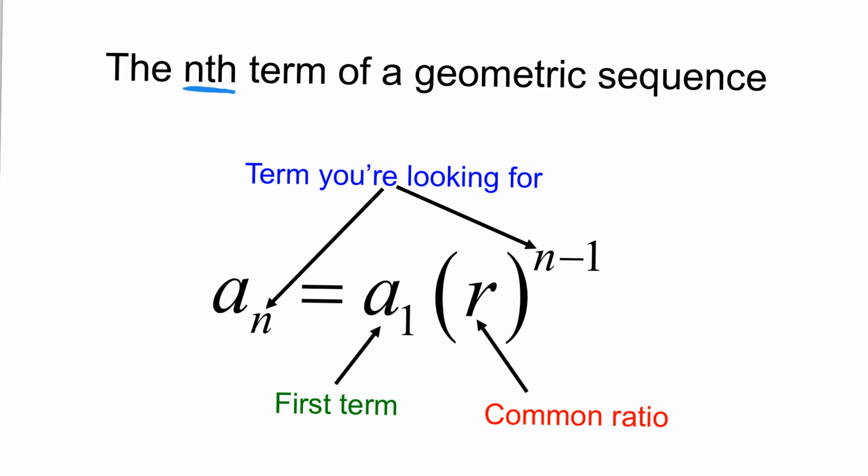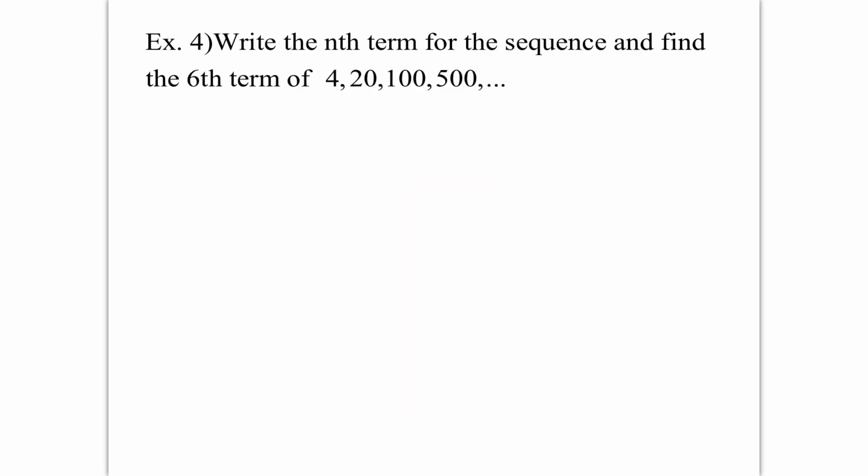Once you do that, you simplify using a calculator, and you can find a specific term using the formula. So first, you need to know how to come up with the formula, because usually for a sequence, they don't give you the formula, the nth term. That's what we need. We need the nth term formula, which is all this here, in order to find the specific term. So let's try an example. We want to write the nth term for the sequence and find the 6th term of this sequence. So first, let's go ahead and find the nth term.